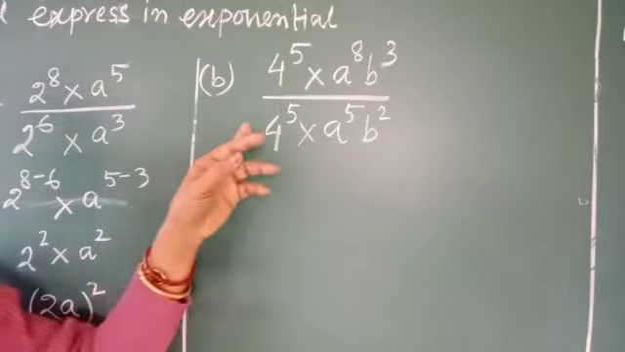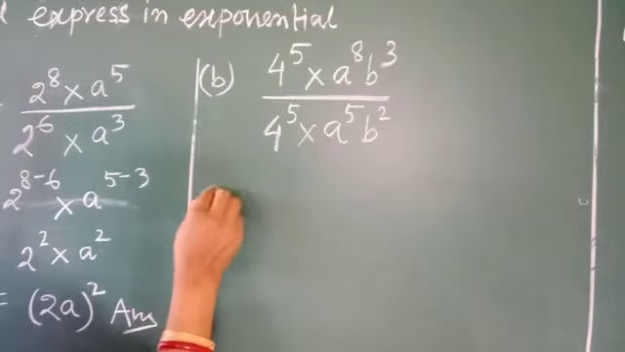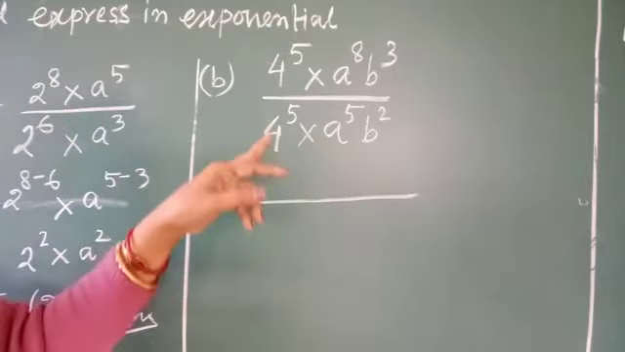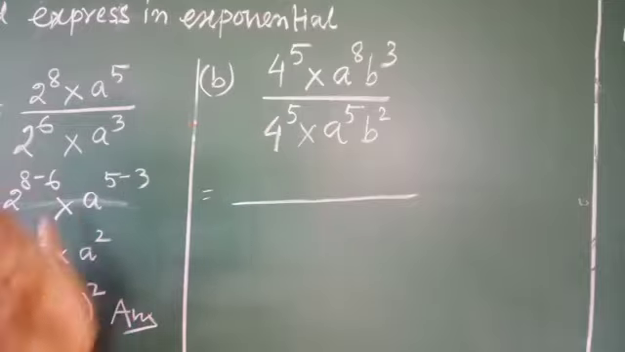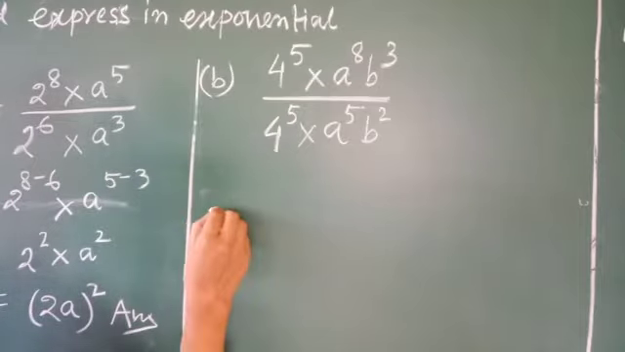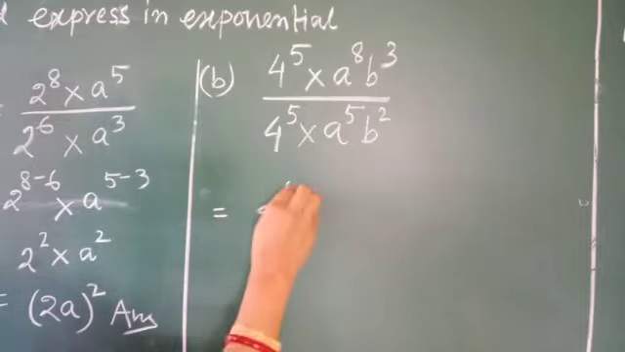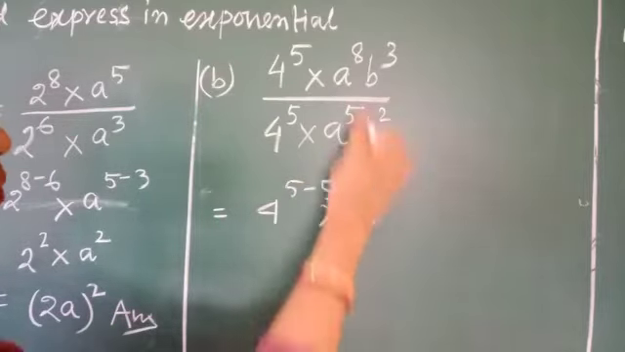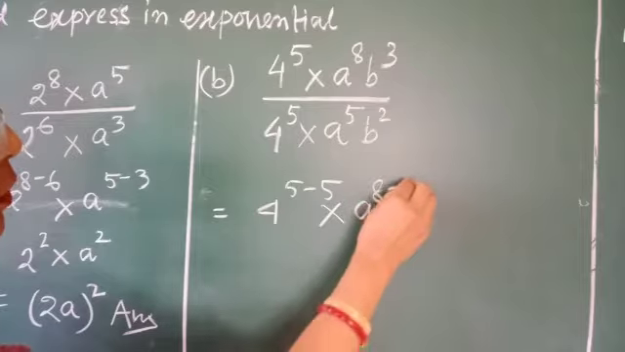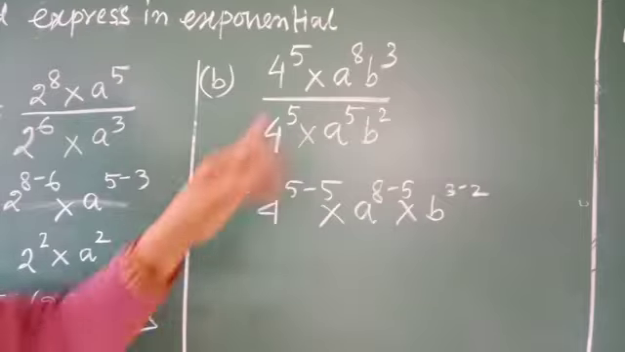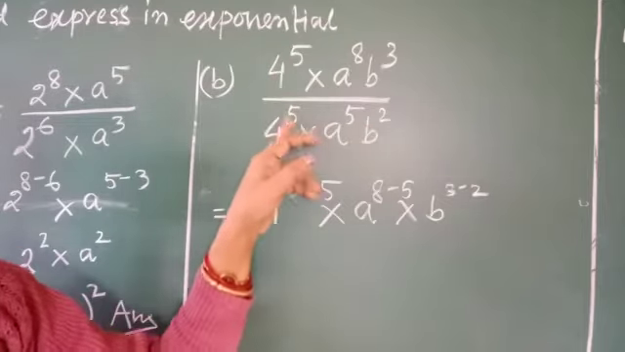Question number B. See, here you can convert it into prime numbers also, but as both the numbers are the same, you can leave it in this way. Now you need not do anything here. What you can do: 4 to the power 5 minus 5, into a to the power 8 minus 5, into b to the power 3 minus 2. Understood? Because the bases are the same, powers are different, and they are in division condition.